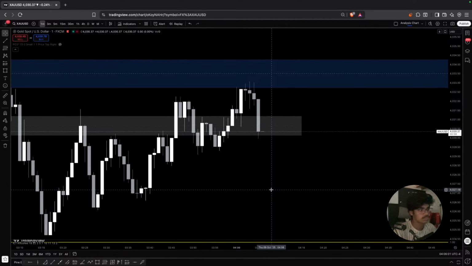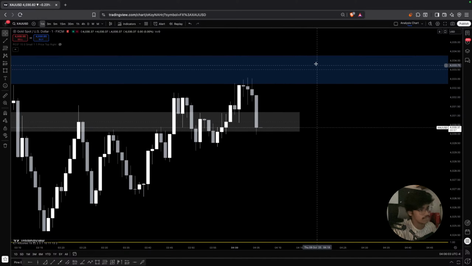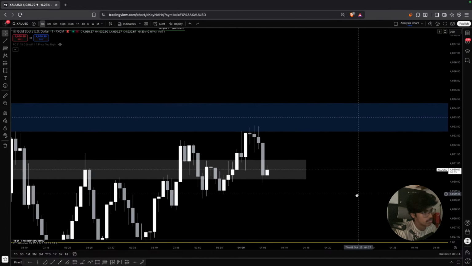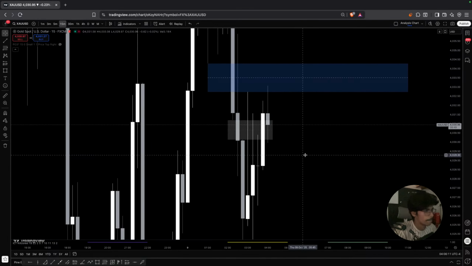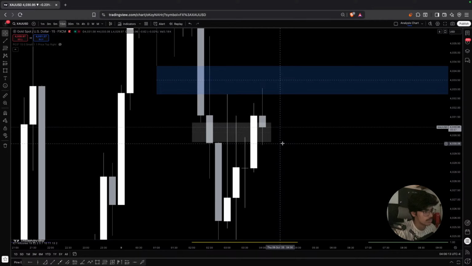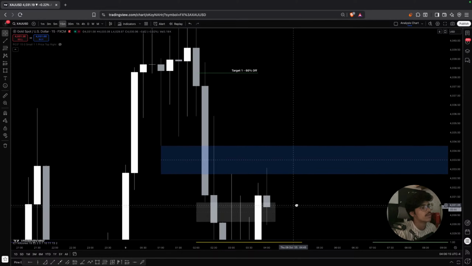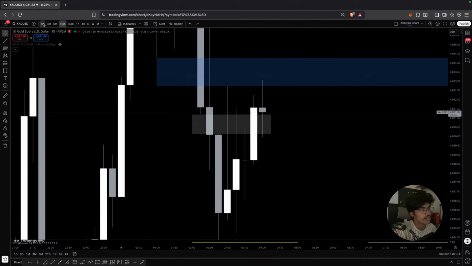I don't think it will take a lot of time. No, this thing that you see here is back in an inversion fair value gap. Okay, it is back in this zone. Market.